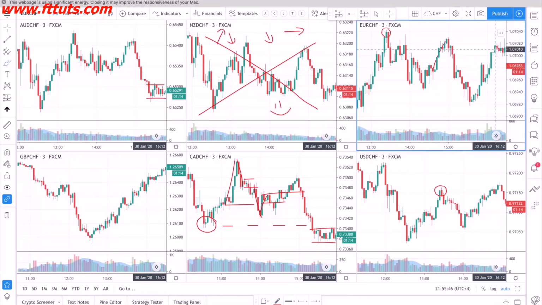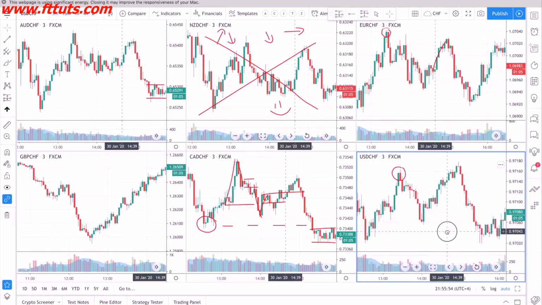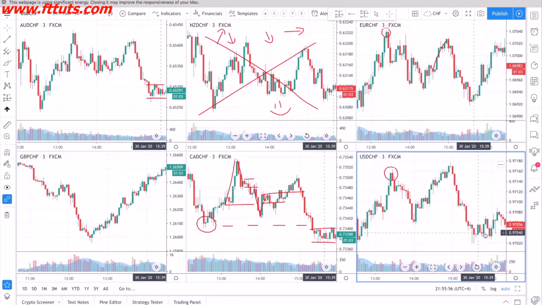But if I looked at it as a group, I'd be like, whoa, whoa, whoa, there's a range there on Aussie Swiss. There's a range there on CAD Swiss. Let's take a look at USD Swiss at that same time. USD Swiss, there's a range there. There's ranges across the board showing up. I have to exit. Okay?